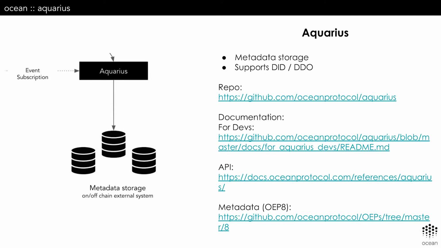We have a component called Aquarius. It is a microservice connected either to MongoDB or an Elasticsearch to store the metadata of Ocean assets. We got pretty good documentation at docs.oceanprotocol.com, where you can find all of those components, including their APIs and including what they are doing and how they are doing it.